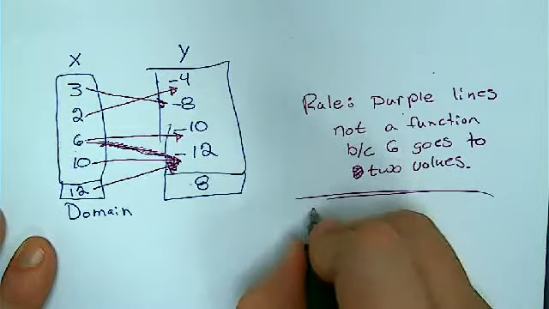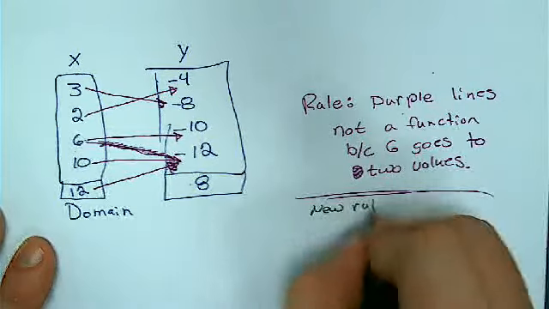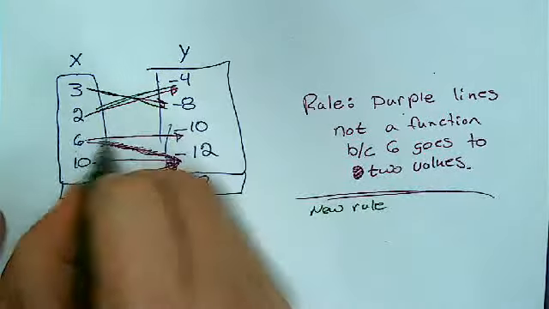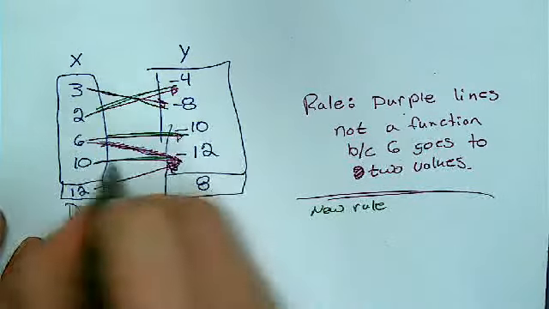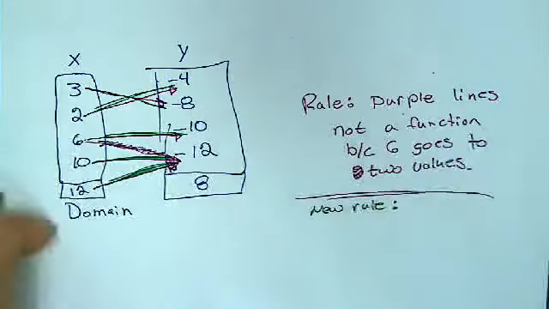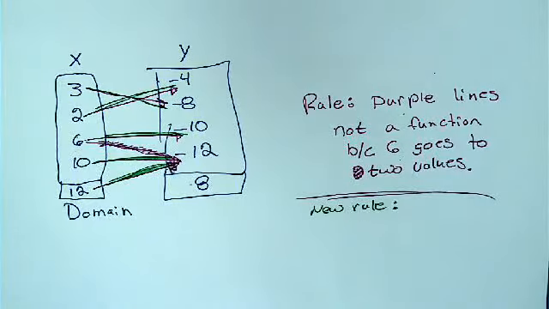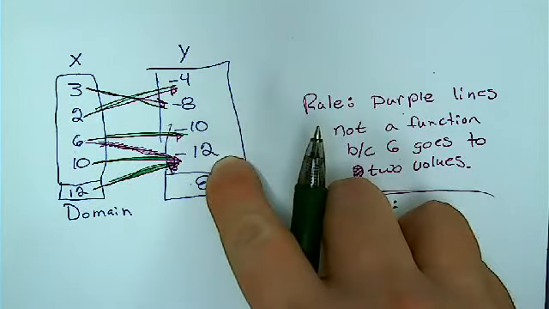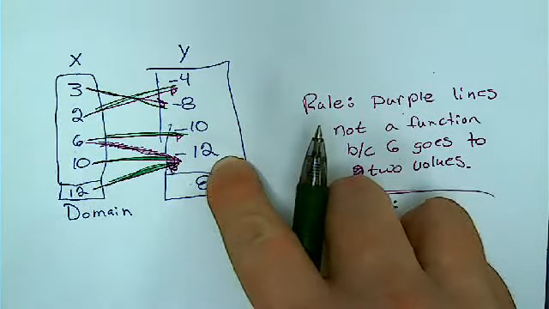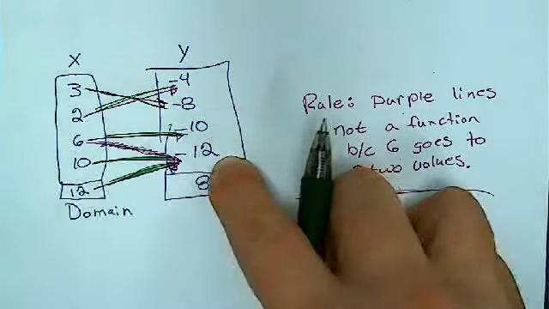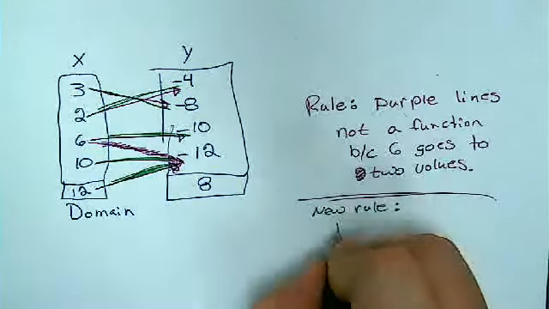So new rule. With that change, 3 goes to -8, 2 goes to -4, 6 goes to -10, 10 goes to -12, 12 goes to -12. Is that a function? I got 2 numbers going to -12 now. Is that okay? As long as you're only using every item in the domain once to pair over, yeah, that's okay. It's a function.